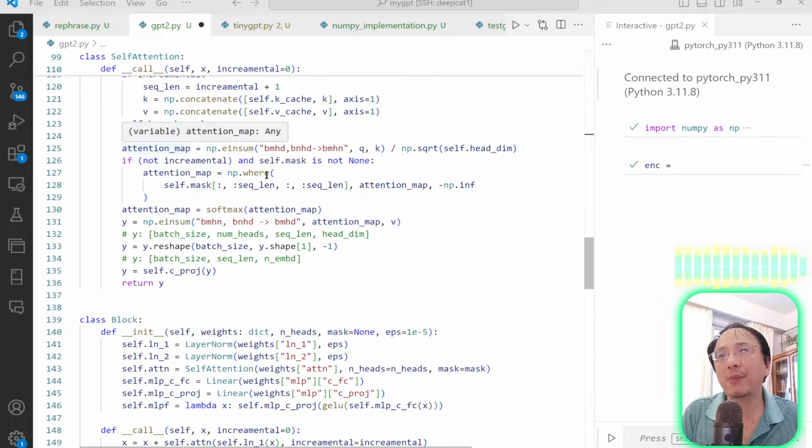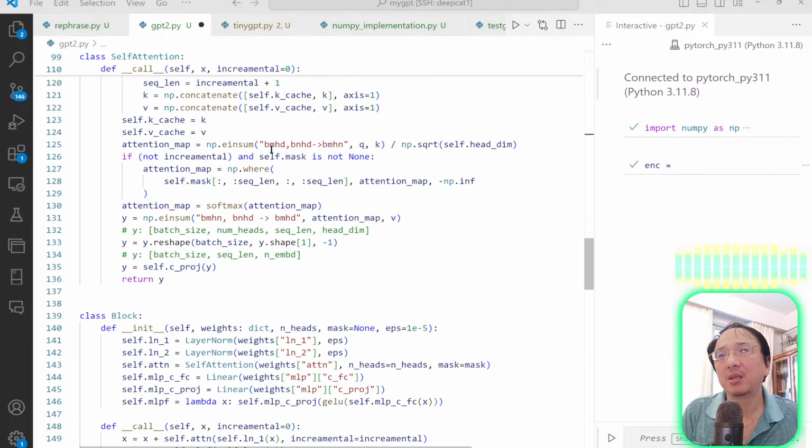So our attention map, we compute it using the Einstein notation, because I couldn't find the right product formula functions in the NumPy library. So instead, we just compute it in the Einstein notation. You can see BMHD, BNHD, to get BMHN. So we keep the batch, M is the sequence length, and we get different head sizes and dimensions.